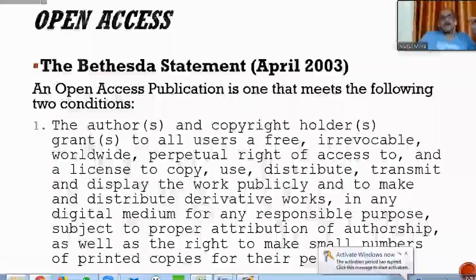So point number one was to clarify that there should be no economic or financial interest. Only the results which are shared must be for research and academic purpose. And if you see, the authors and copyright holders grant to all users free, irrevocable, worldwide, perpetual rights of access to copy, use, distribute, transmit, and display the work publicly, and to make and distribute derivative works. This is very important.